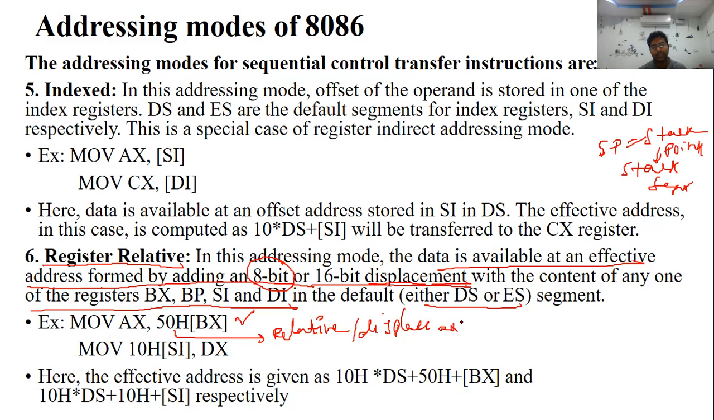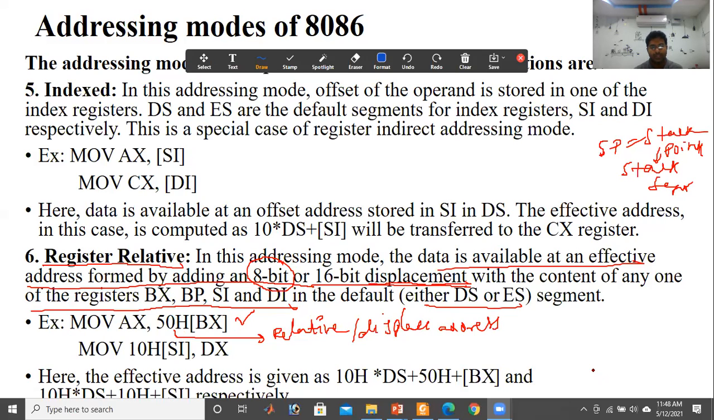Displacement address. In the machine language instruction formats, you can also see the with-displacement and without-displacement instructions. See this. What is the difference between this instruction and this instruction? Again, I go to this notepad.